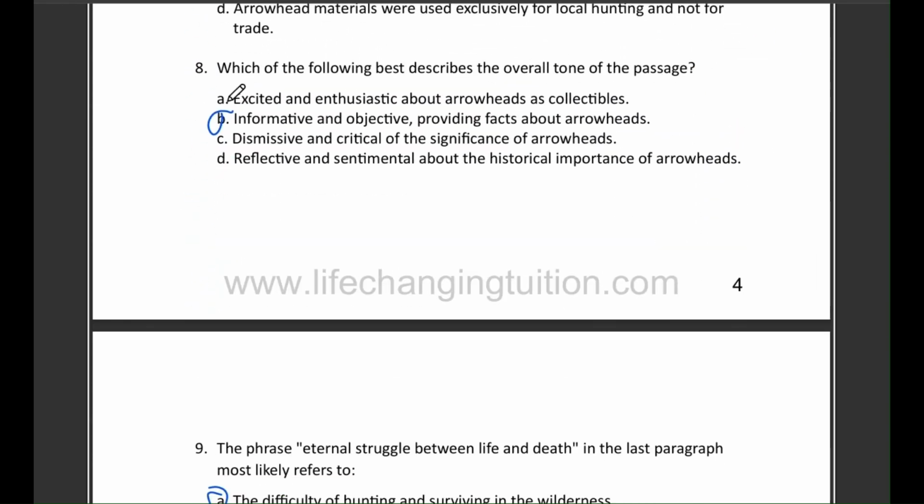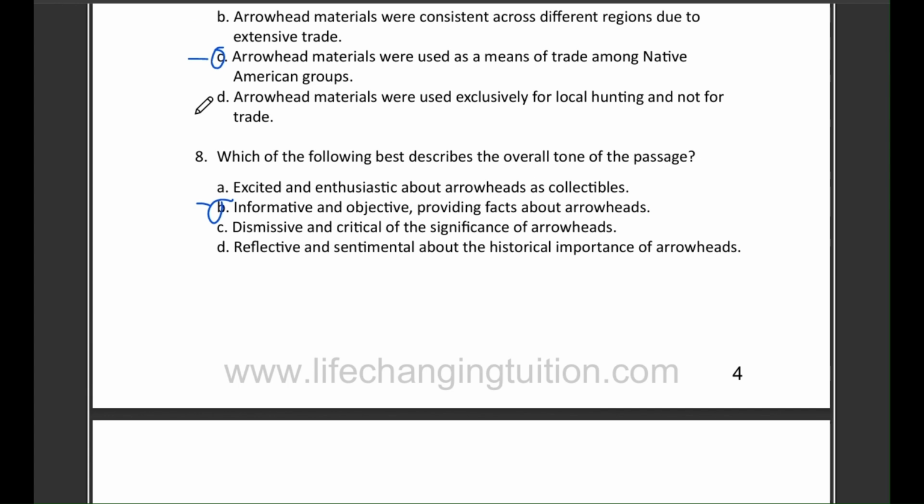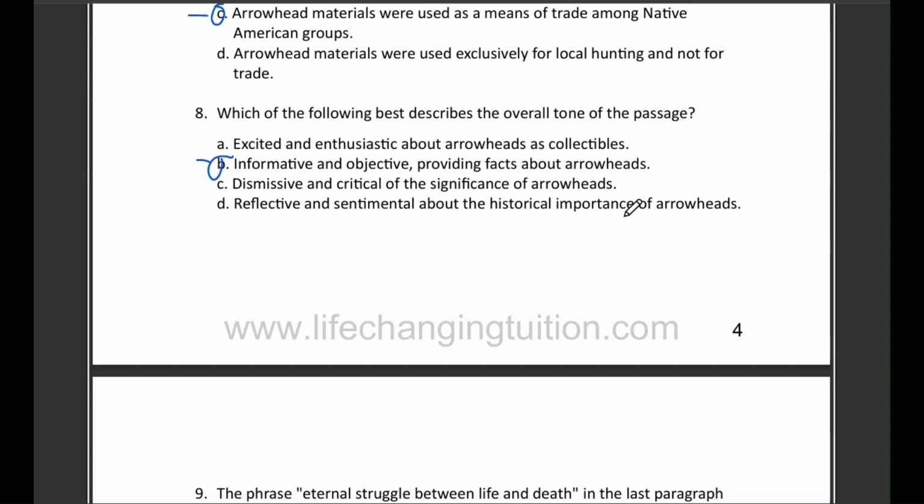Question 8. Which of the following best describes the overall tone of the passage? The possible answers include A. Excited and enthusiastic about arrowheads as collectibles. B. Informative and objective, providing facts about arrowheads. C. Dismissive and critical of the significance of arrowheads. Or D. Reflective and sentimental about the historical importance of arrowheads. The correct answer here is option B. Informative and objective, providing facts about arrowheads. The passage focuses on giving information about arrowheads, their history, and their importance to Native Americans, all while remaining factual without showing any strong opinions or emotions.